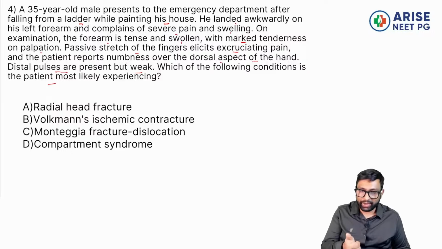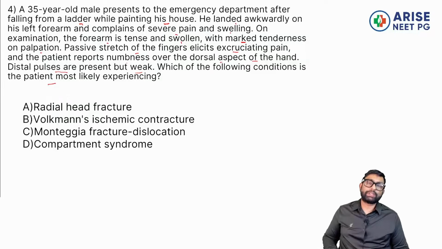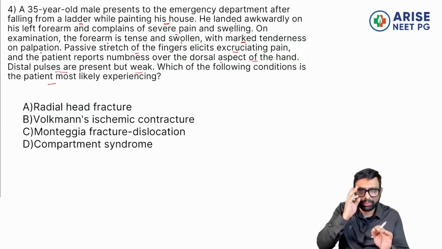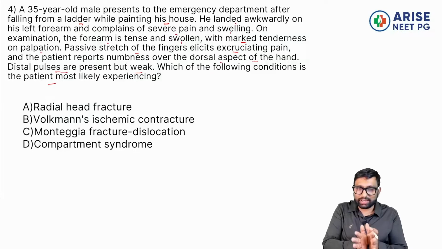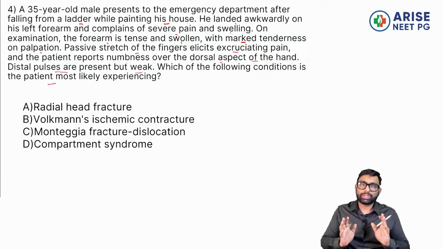Is it radial head fracture? Is it Volkmann's ischemic contracture? Is it Monteggia fracture dislocation? Or is it compartment syndrome? Can you tell me which are the keywords here? Let's not go into the answer now. Let's try to understand how to approach this question. So what do you think are the keywords here?